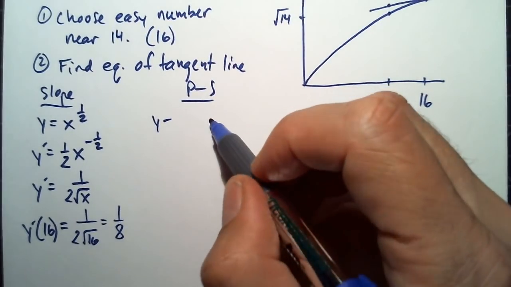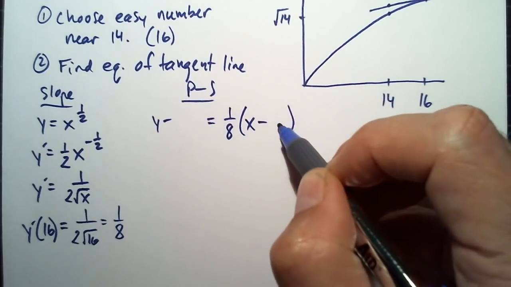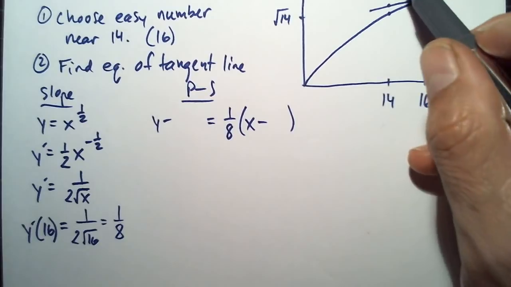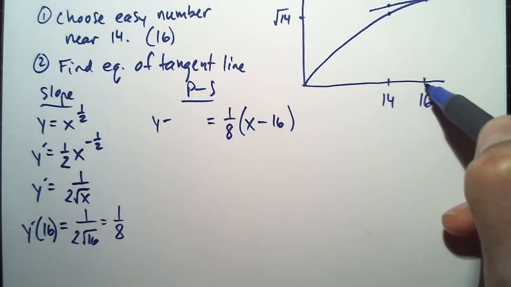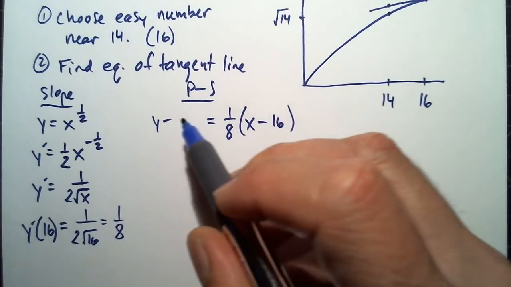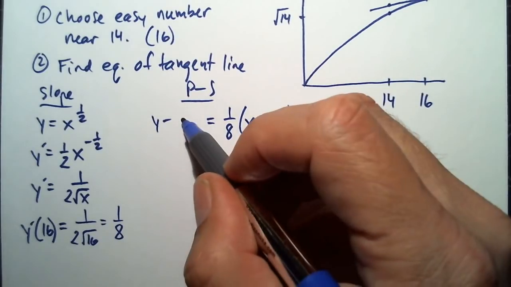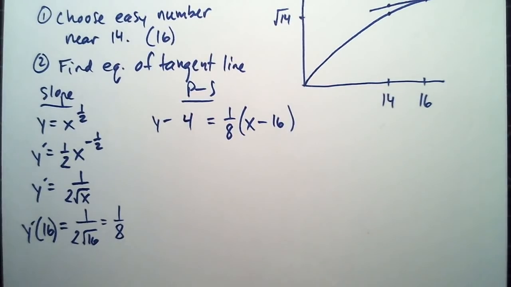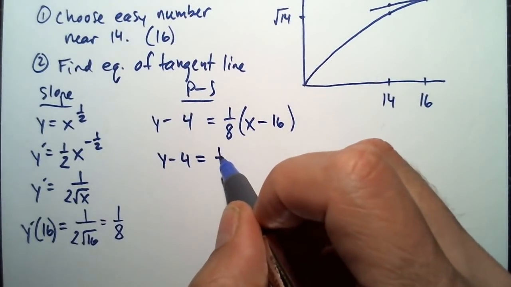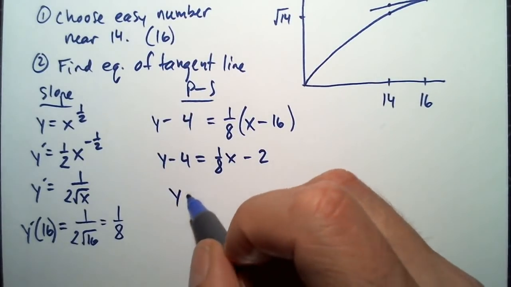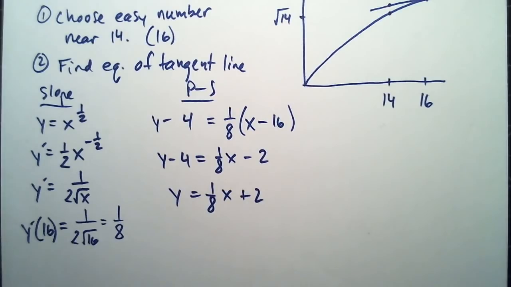Then we'll have y minus y1 equals m times x minus x1. Again, we're not using 14 yet, we're still using 16 because we're making the tangent line at x equals 16. The y value at 16 is 4. The square root of 16 is 4. So we have a tangent line.